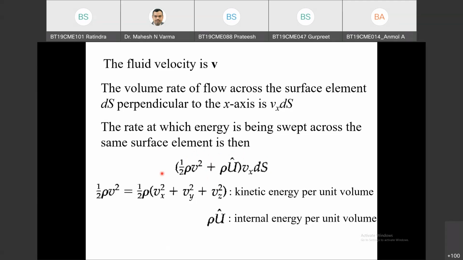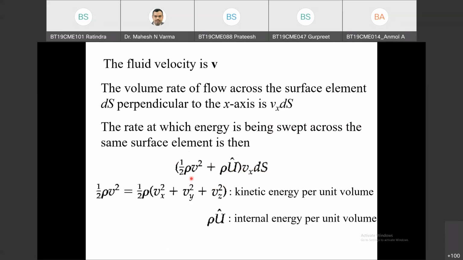So this will be the kinetic energy, this will be the internal energy, this will be the volumetric flow rate, this will be the x component of velocity, and this is the perpendicular surface area in the x direction. Is this clear to everybody? Does anybody have any doubt? This is actually the total energy per unit volume.